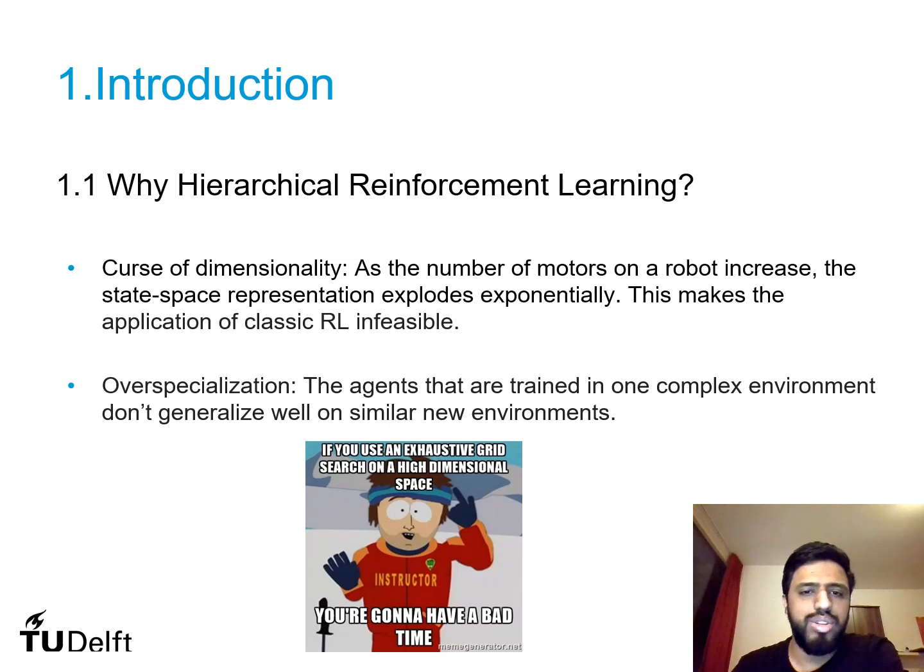One of the main issues with the standard RL technique is scalability. For a robot having multiple motors, the state space representation explodes exponentially with the increase in the number of motors. This means that the solution has to be searched in the entire space rather than a small hyperplane within that large space. This is inefficient.